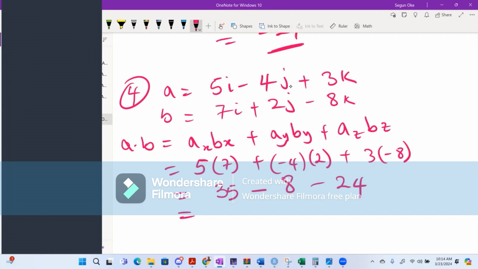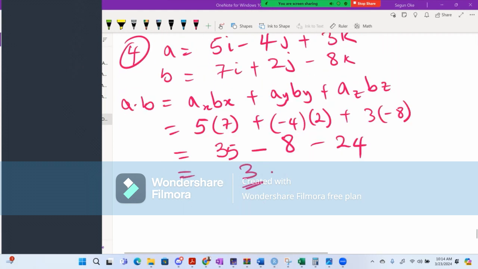I'm having 11. Is it right? Let's look at it. That should be it. That's 3 plus 3. That's your answer. So take notes. That's 3. Yes. That's plus 3. Because this is 35, this is -8, and this is -24. Is that okay? So let's move on, just to check our skill and see how far we can go.